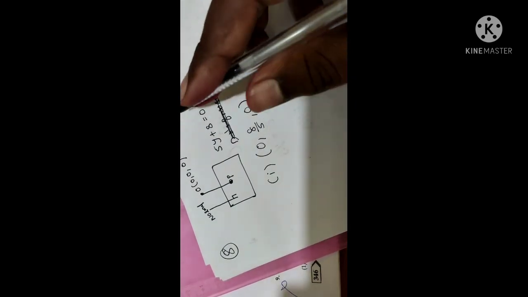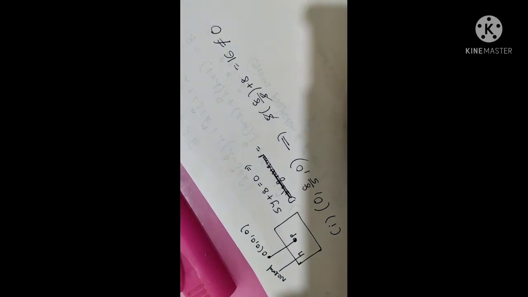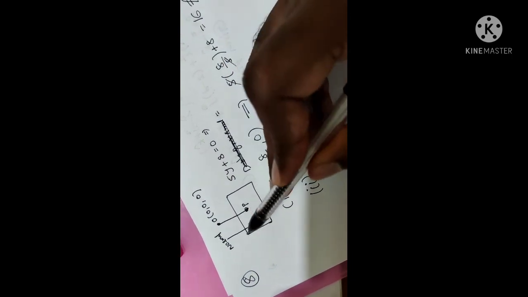Now I will substitute the points. Which point lies on the plane? First option, 0, 8 by 5, 0. Substitute in this 5y plus 8. 5 into 8 by 5 plus 8. 5 cancel. 8 plus 8, 16. It is not equal to 0. That's why the first option is wrong. Understood? According to diagram, the foot of the perpendicular lies in the plane. Okay, I will go with the second option.